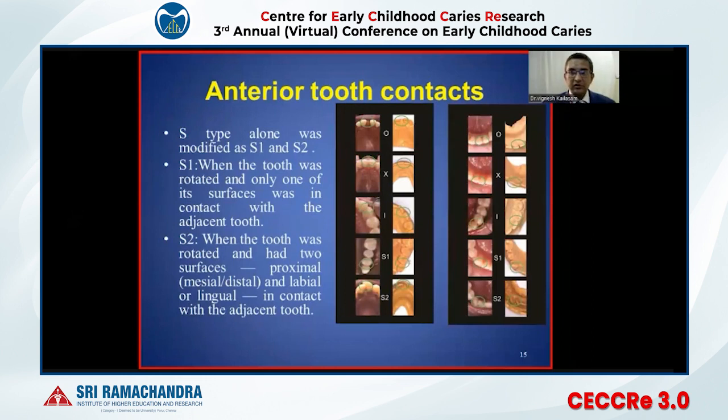As mentioned, RT et al. had modified the S type of contact into S1 and S2. S1 when the tooth was rotated and only one of its surfaces was in contact with the adjacent tooth, and S2 when the quantum of rotation was more, that is, when the tooth was rotated and 2 surfaces, both proximal and labial, were in contact with the adjacent teeth.